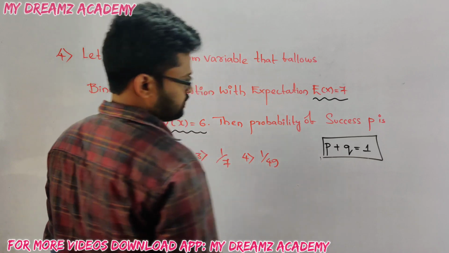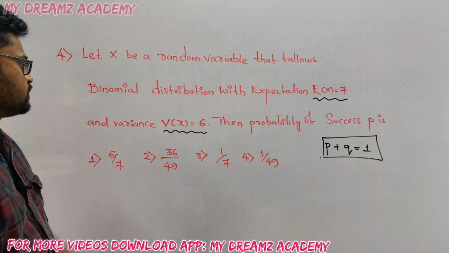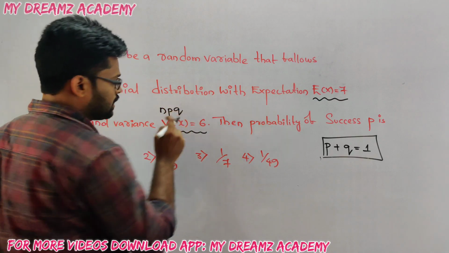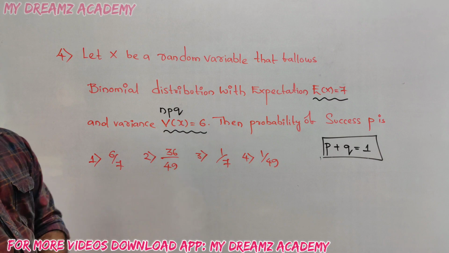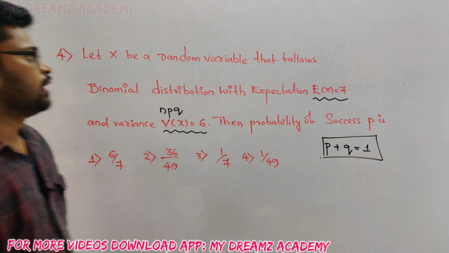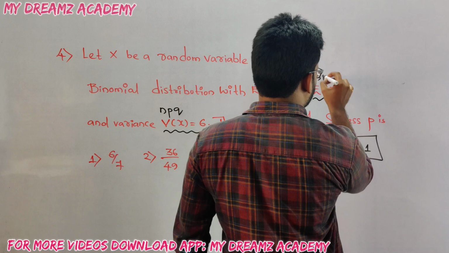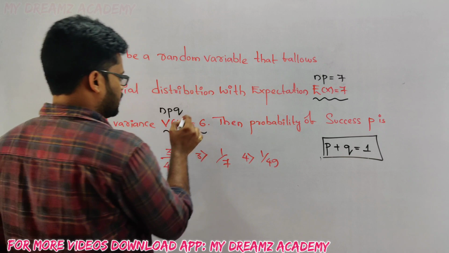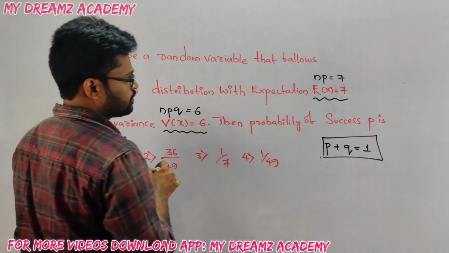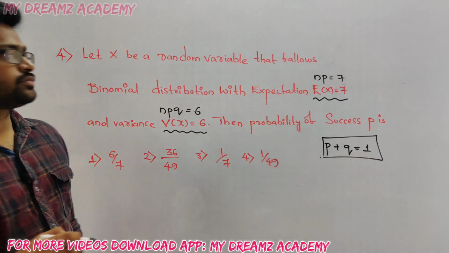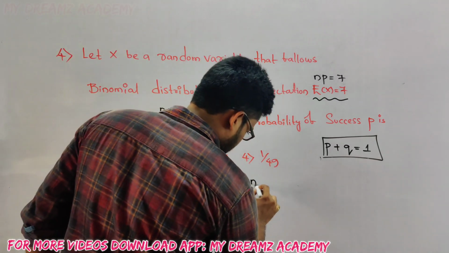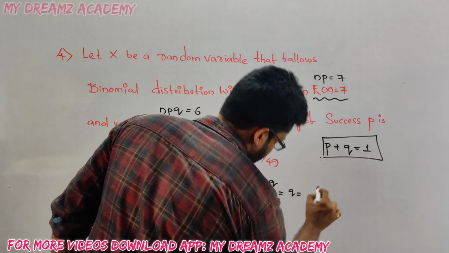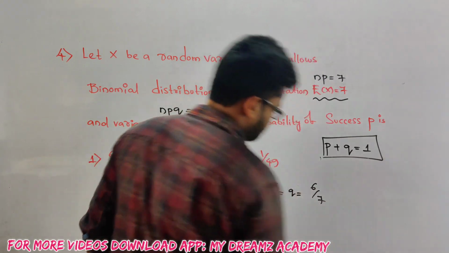Now, expectation and variance. Variance is nothing but npq in the binomial distribution. npq is equal to 6, and expectation, that is n into p, is equal to 7, where n is the number of variables. From these two, npq divided by np gives q, so q is equal to 6 by 7.